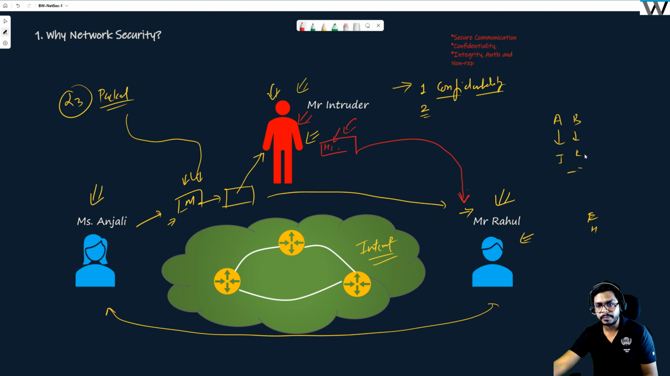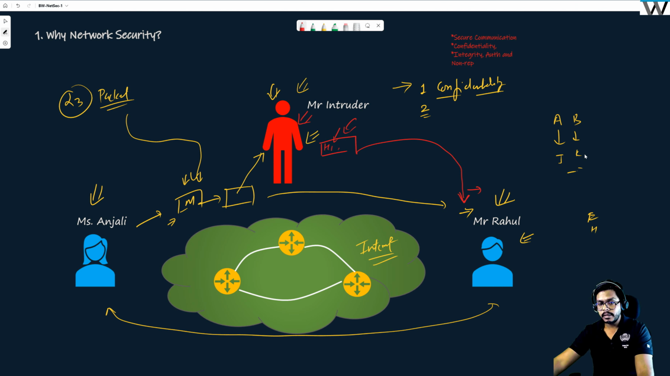And when he decrypts the message, or when he opens this message with those rules, the information is not making any sense to him. Although Mr. Intruder does not know what he had changed in the message, he can just destroy this communication by changing this message, right? And Mr. Rahul is not sure what Anjali is saying, because his message is changed by Mr. Intruder, and it's a problem. So it means that confidentiality cannot solve the problem of a secure communication, because any guy in the middle can change those messages. So we need something more than confidentiality.